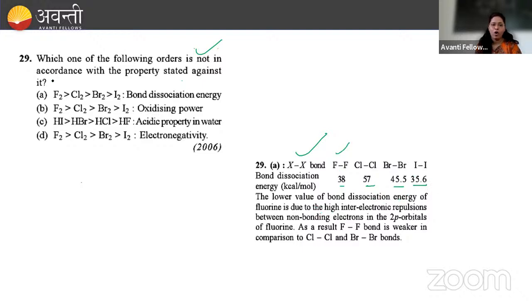So what should the order actually be? Then Cl2, Br2 and then I2. So fluorine has a very low bond dissociation energy. Why is it so? Due to the high interelectronic repulsion between the non-bonding electrons which are present in 2p orbitals. And that's why it has low dissociation energy. As a result, the F-F bond becomes weaker.